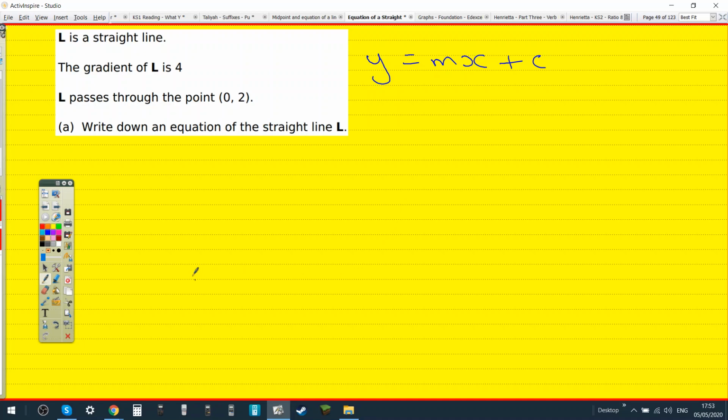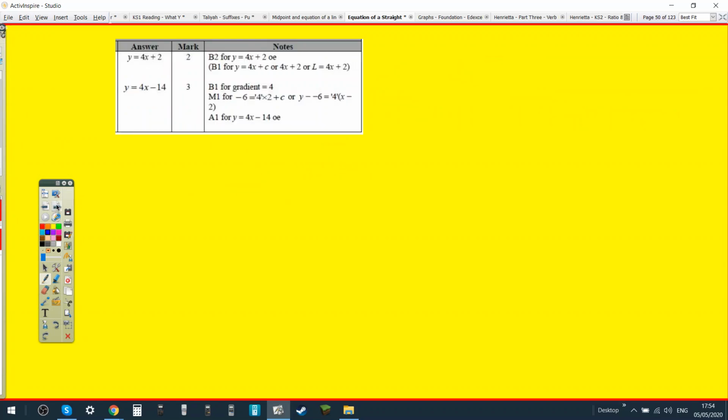Okay. And so what is the equation for this line? The equation is y equals 4x plus 2. Plus 2 is correct. The gradient is 4. So 4x plus 2. That's it. That has a gradient of 4 and y-intercept of 2. y equals 4x plus 2.